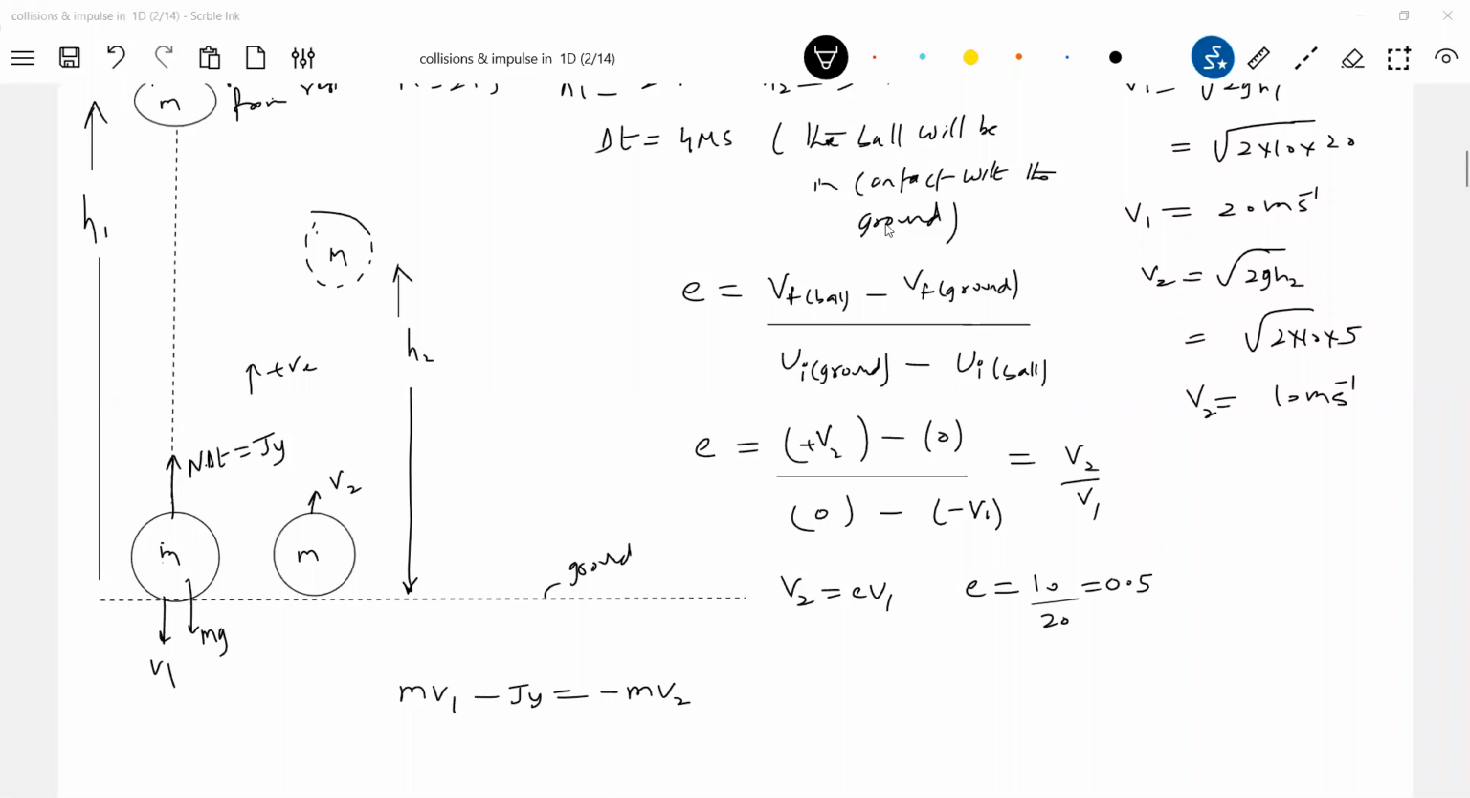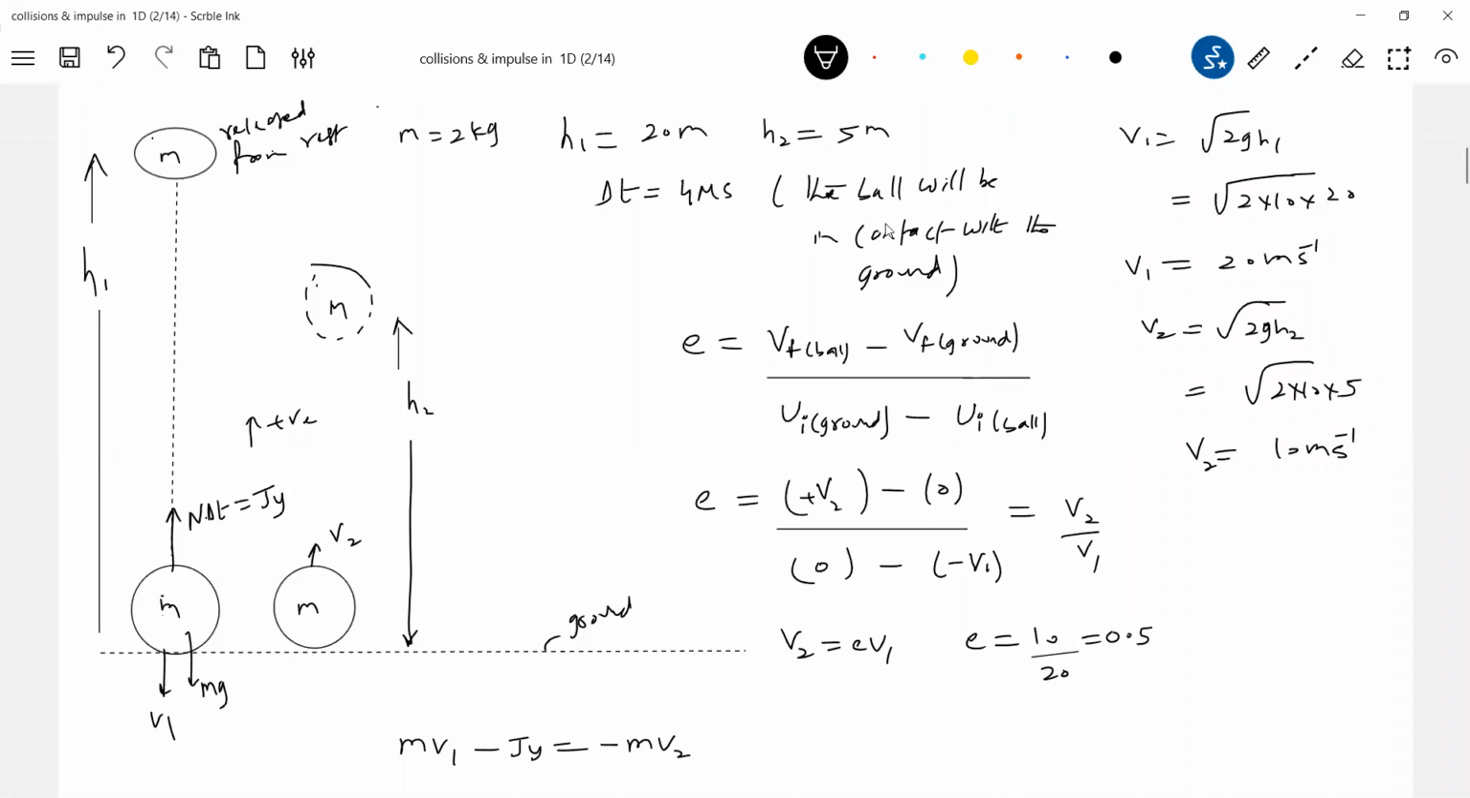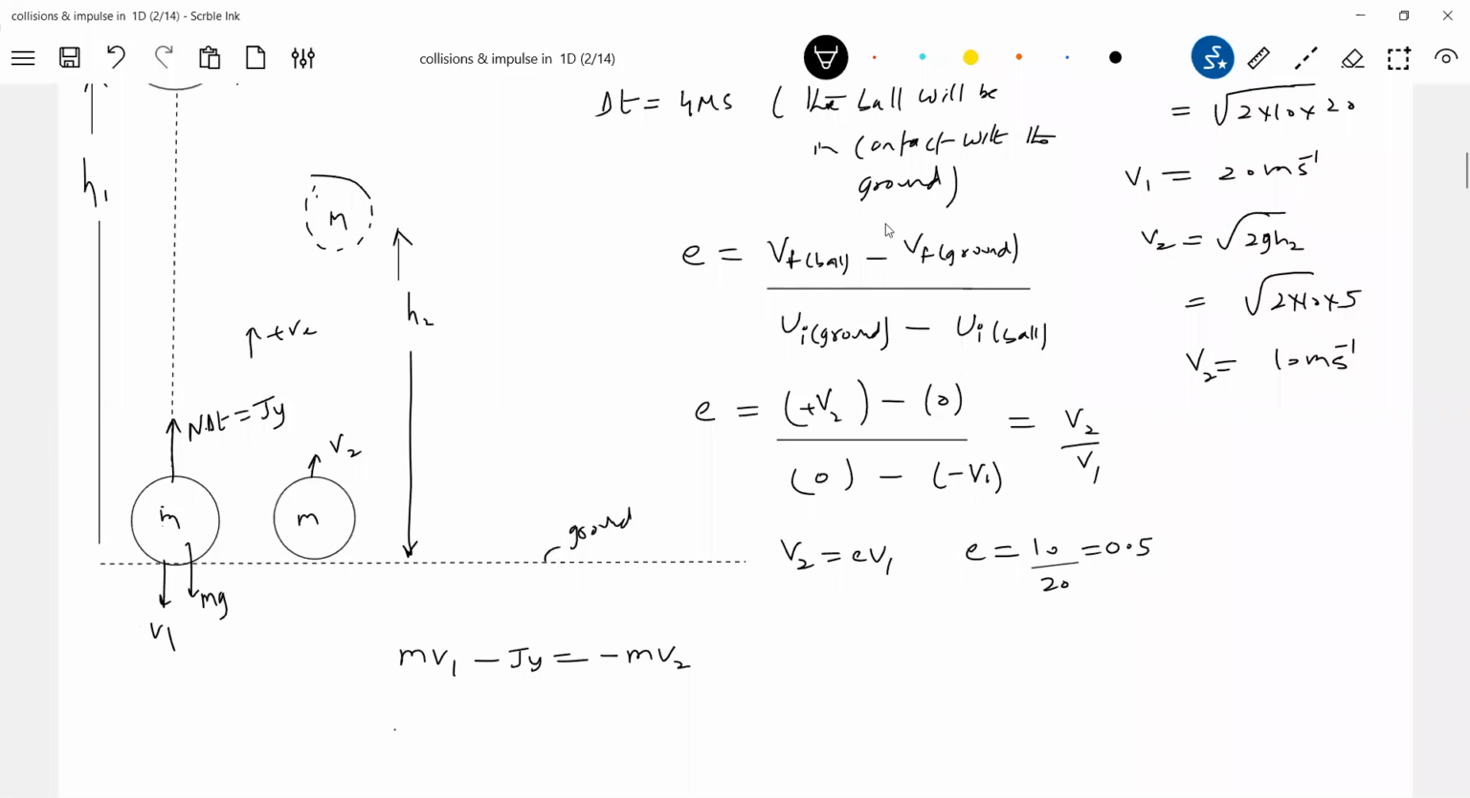This is J. So we know the mass of the ball is 2 kg. So let's substitute here. 2 v1 is how much? 20. J is equal to 2 into this, which is 10. So what is the value of J? 40. So 60 Newton second.